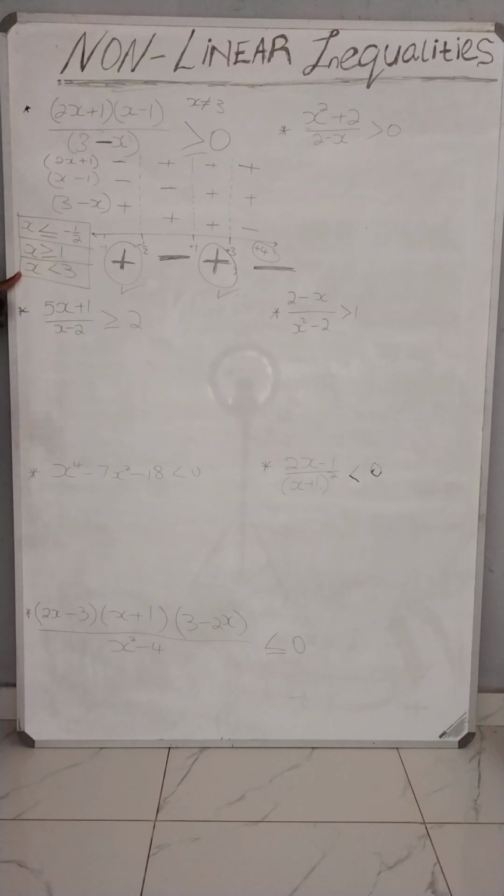So this is your answer. In your answer, the first answer you're going to have, you're going to say x is not equal to 3. Okay, that is your first answer. Your second answer: x is less than or equal to negative half, is greater than or equal to 1, and then is less than 3. All right, that is your answer. Okay, I hope it is clear. All right, I hope that it is clear.